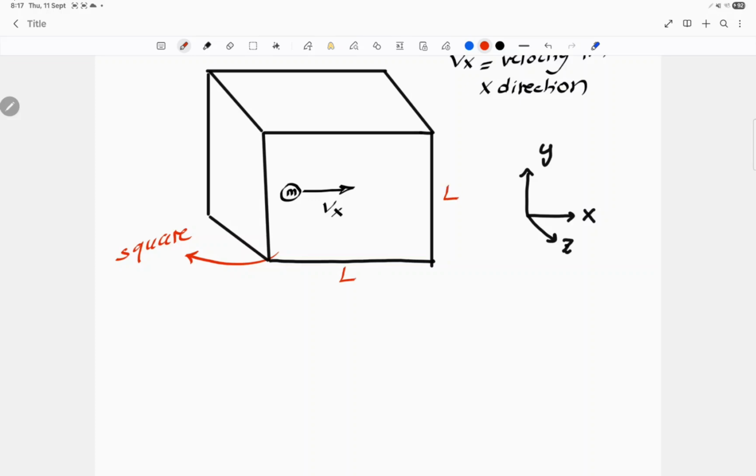Now, let's follow the path of this particle as it travels to the right side, collides with the wall on the right side, and then bounces back in the opposite direction. So the particle initially moves in the positive x direction, but then returns in the negative x direction. There is a quantity that you have to be aware of, called momentum. Momentum is equal to mass times velocity.